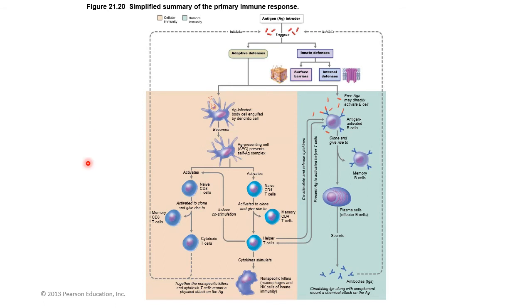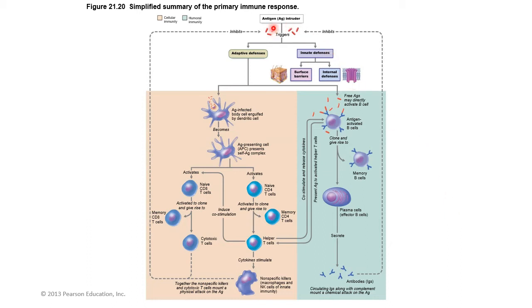This picture really ties in a lot. It is busy, but it pulls together everything we've been talking about up to this point: different ways that your body can respond to a foreign invader. And this is called the simplified summary of the primary immune response.